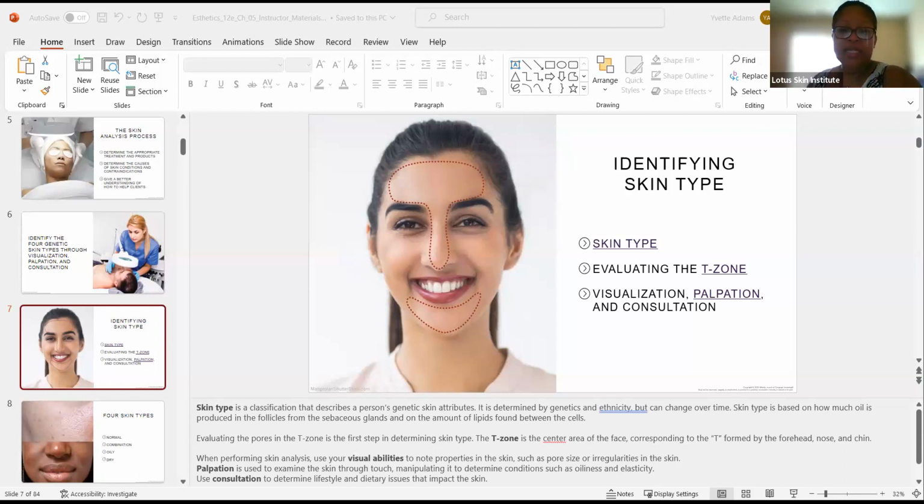When performing a skin analysis, use your visual abilities to note properties in the skin, such as pore size or irregularities in the skin. Palpation is used to examine the skin through touch, manipulating it to determine conditions such as oiliness or elasticity. Remember, I said sometimes we will pinch skin and see if there's bounce back or if it stays pinched, which will tell you a lot about the musculature in the skin. Consultation determines lifestyle and dietary issues that impact the skin.